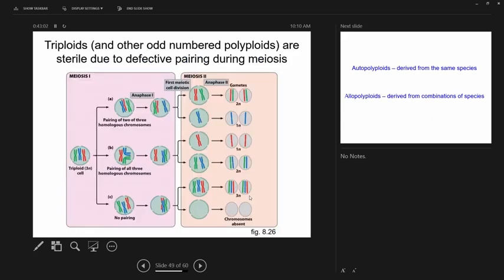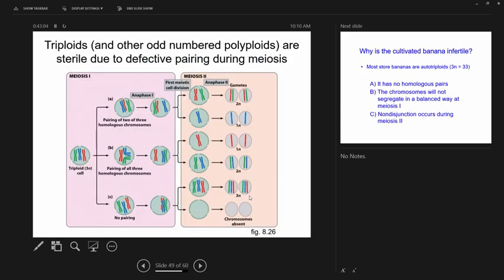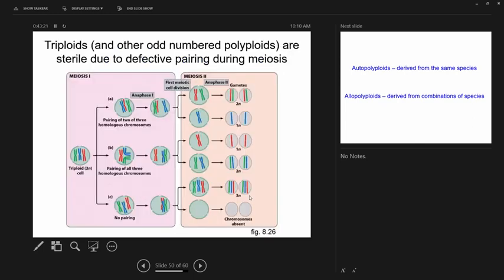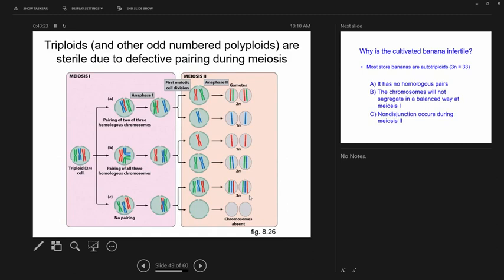For a triploid, you would have one homologous pair for every single chromosome type, and then you would have 1 left over. That's the problem. You're not getting non-disjunction during meiosis 2. You're getting problems with segregation in meiosis 1, where weird stuff goes to the first daughter cell.